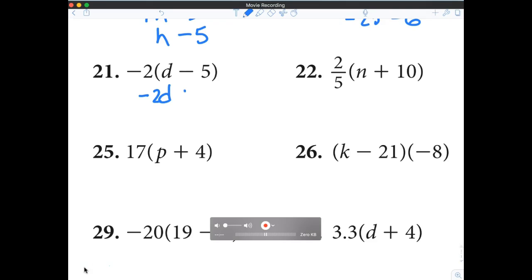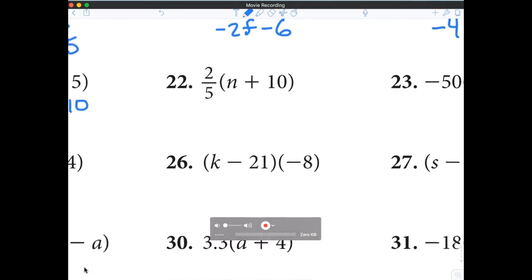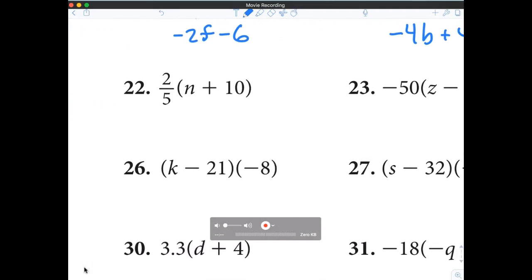You're awesome. Negative 2d plus 10. All right. Caroline, you got the fraction, number 22. So what's 2/5 times n? No. It's like 2/5 times 1, kiddo. 1 times anything is that number, right? So what's 1 times 2/5?